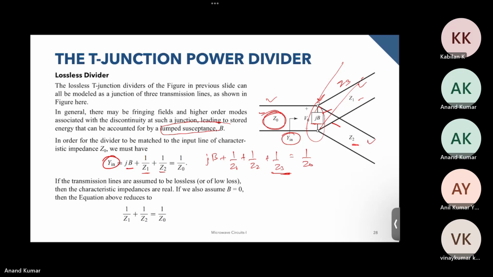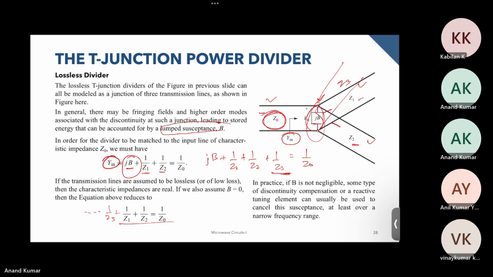But if we assume this junction to be lossless, or the losses are very low, then we can ignore this B term over here, this element term over here, and this is the equation that we will work with. And if there is one more arm over here, this will become Z3, and similarly if there are more arms.